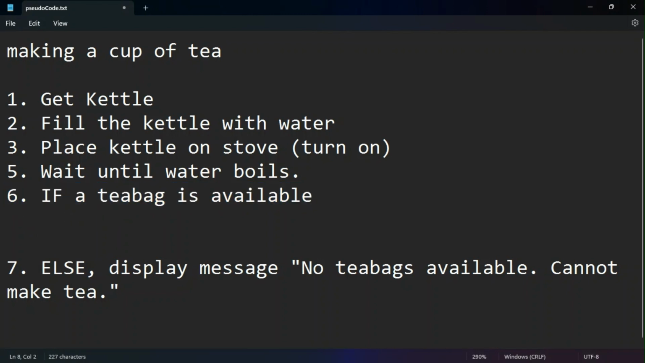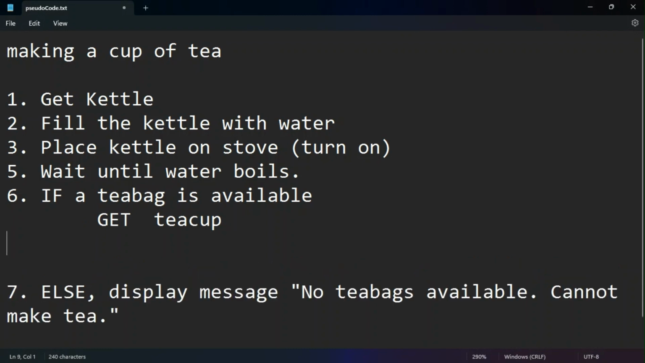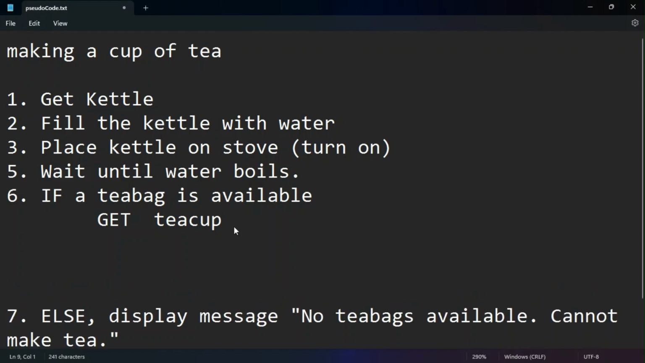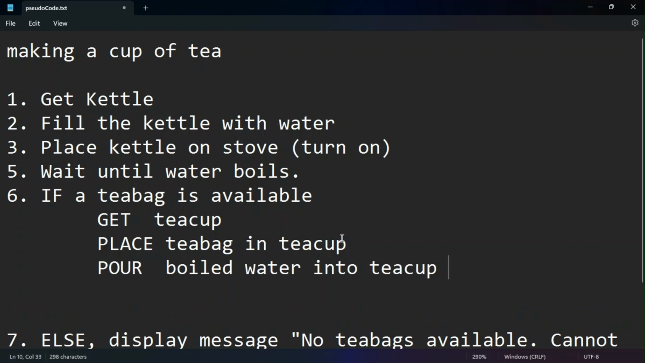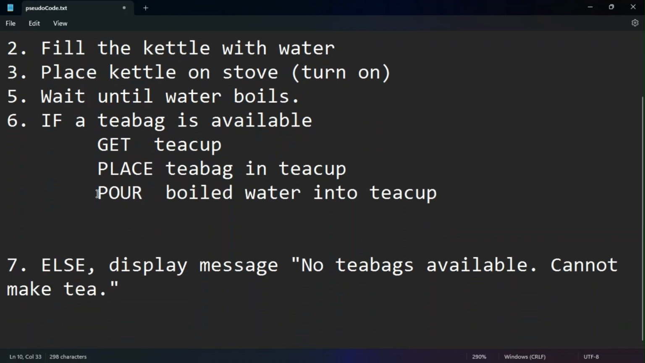What would be the next logical step? We should probably get the teacup to put the tea in. We can put our tea bag in the teacup, pour in our water, and you'll see that I've kept the same indentation here because this shows us that these steps are all contingent on this step over here. And that's also why they don't have their own separate numbers.